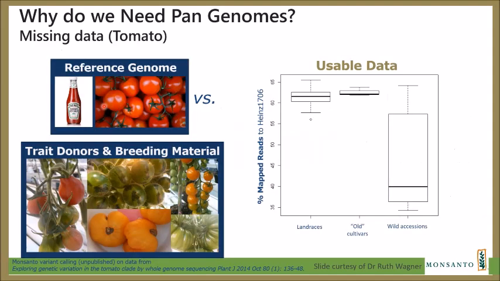So I'm going to show you just a few examples, just two, of the extent of these limitations. One is taken from tomato. This is a slide courtesy of Dr. Ruth Wagner, and it shows the percent of mapped reads of resequencing data from different accessions and cultivars of tomato to a single reference. As you can see, on average, 40% of the data is lost. You do not use it.